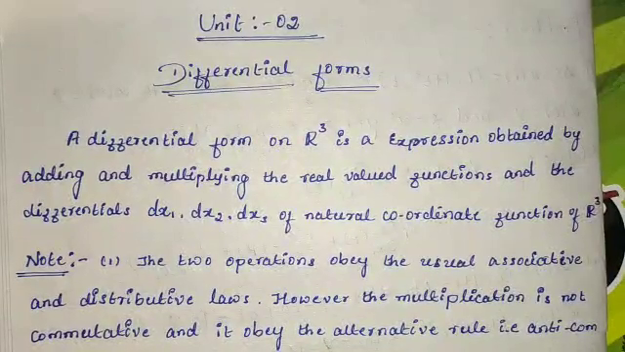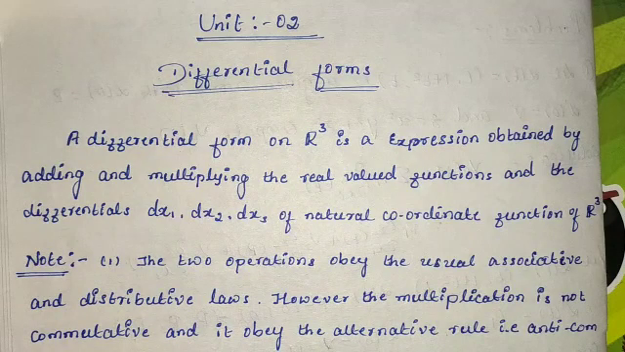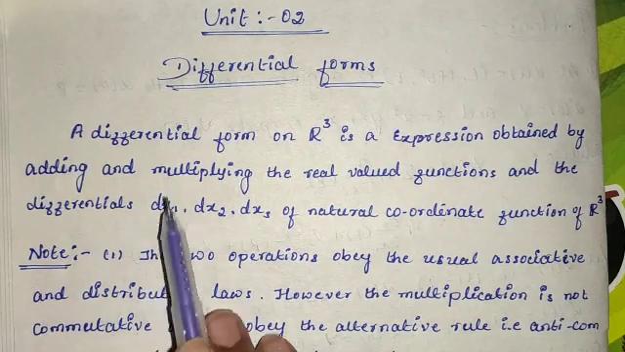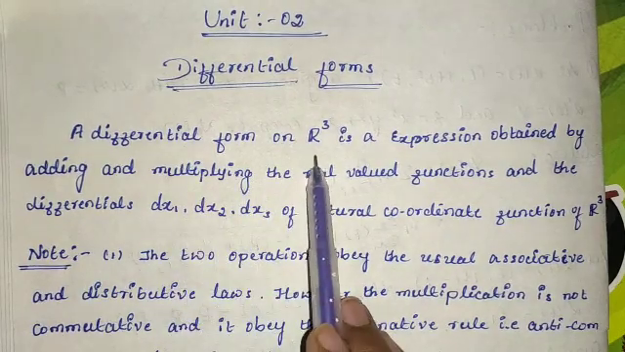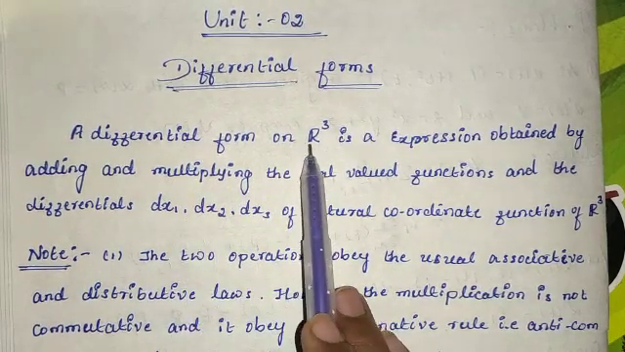Good morning everyone. In this class I am going to explain the differential form. This is your second chapter in differential geometry, so this is differential forms. Okay, now look here. A differential form on R3 or E3. Suppose we consider the Euclidean space.